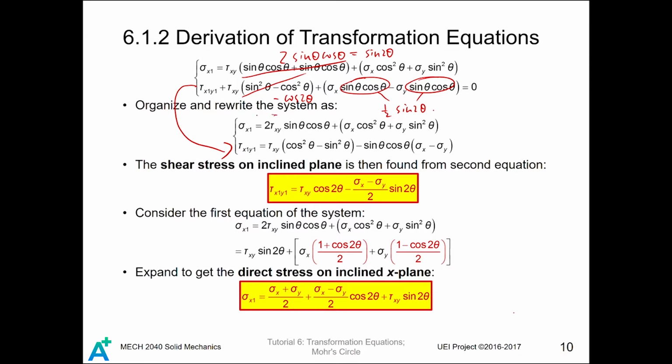Still, the first equation is not yet settled, but if we consider it, then it looks like this. However, we can rewrite the cosine square theta and the sine square theta in this bracket in this form. After that, what to do is just to expand this bracket and then get the direct stress on the inclined x-plane, which is sigma x1 equals sigma x plus sigma y divided by 2 plus sigma x minus sigma y divided by 2 times cosine 2 theta plus tau xy sine 2 theta.